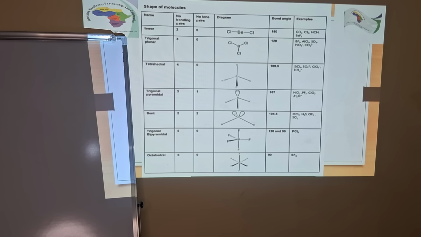So this summarizes the shapes of the molecules, the number of bonding pairs, the number of lone pairs, the diagram, the bond angle, and examples. We begin with the linear shape. It has got 2 bonding pairs and no lone pairs of electrons, and the diagram is represented there with a bond angle of 180 degrees.